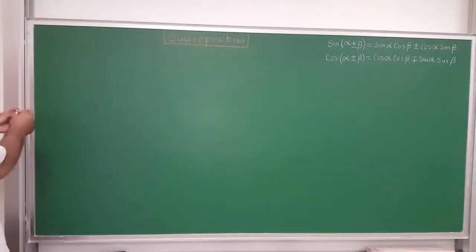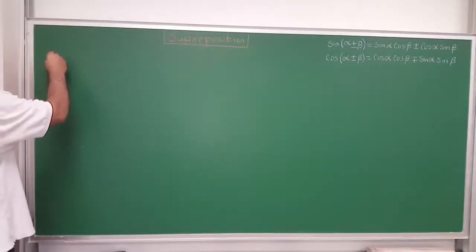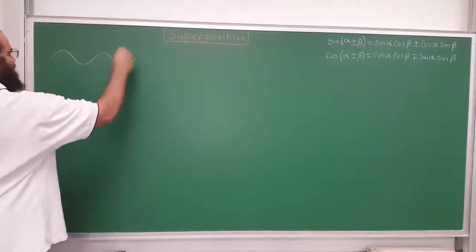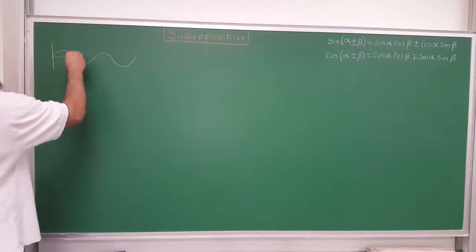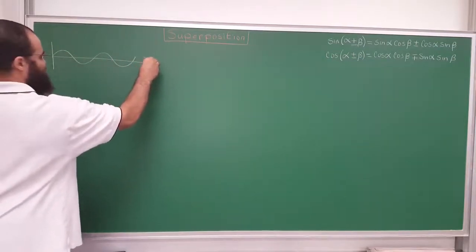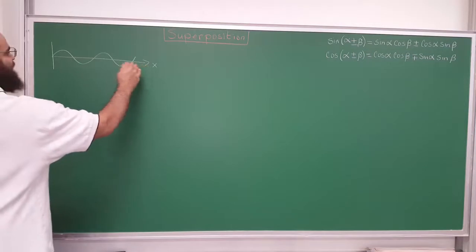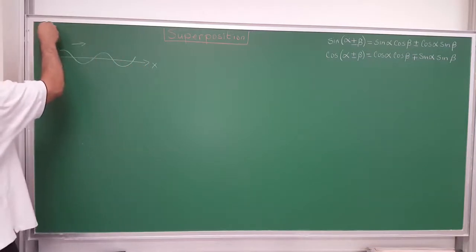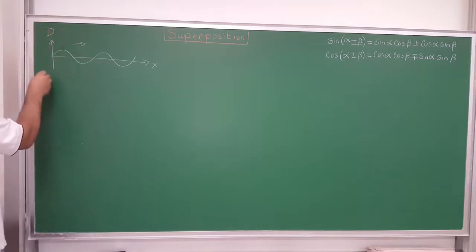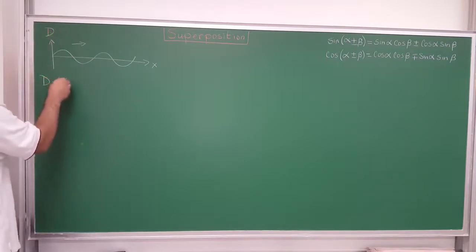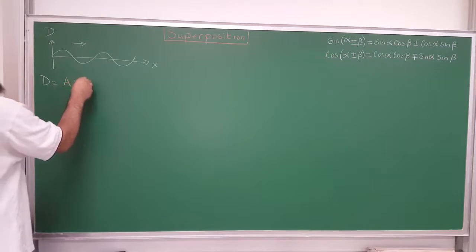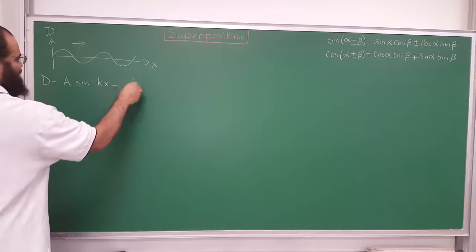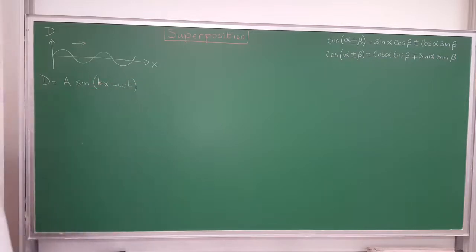So we said we will send a wave. Here is the wave. We're going to send it, and it has a certain amplitude. Here's the x-axis, and we're going to send it to the right. This is the amplitude of the wave. And remember, d was given by the amplitude times the sine of kx minus omega t, and this is a wave that is traveling to the right.